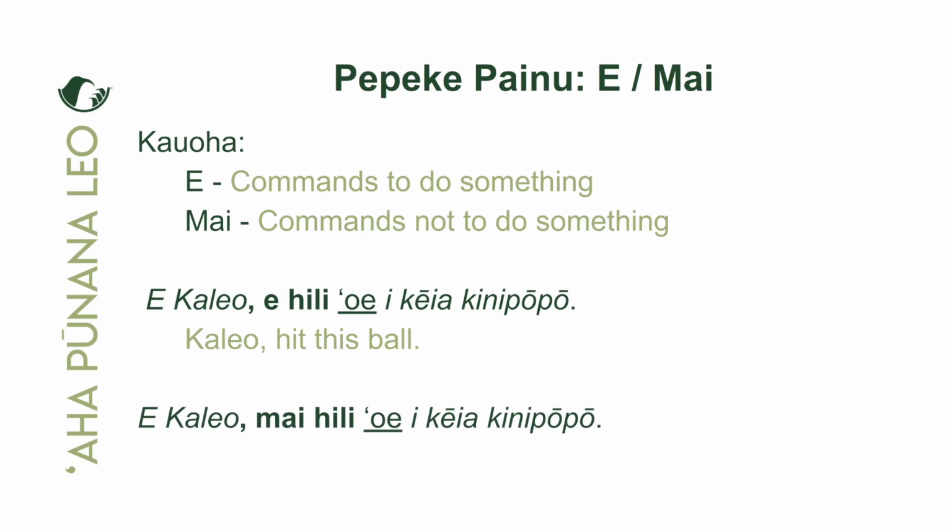And that word mai is crucial because it is not telling Kaleo to hit the ball. It's telling Kaleo not to hit the ball. Okay, so e Kaleo, mai hili ʻoe i kēia kini pōpō, Kaleo, don't hit this ball. All right, maikaʻi, good review.